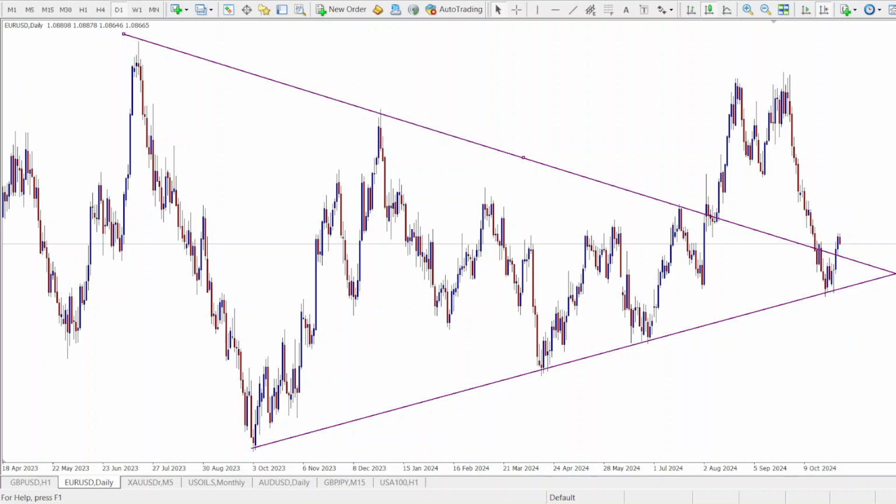This is where practice makes perfect. Try spotting converging trend lines on demo charts and watch how price behaves around those points. You'll start to notice patterns that can give you a real edge in the market.